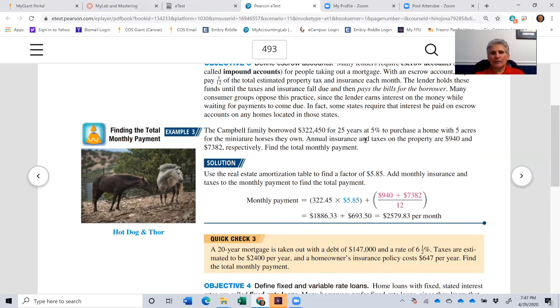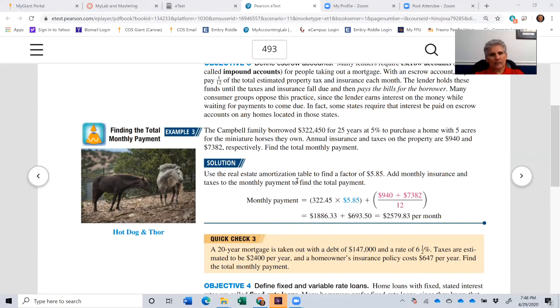Their annual insurance and taxes on the property, this is both, insurance is $940 and property taxes is $7,382. So the mortgage company is going to want to include that amount in the payment. Now, how do they do that? Well, what they're going to do is take these two amounts, 7382 and 940, and add them together. So that's the annual amount between the two of them that you have to pay.